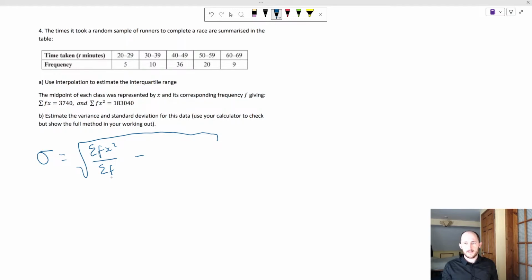Take away the sum of fx squared over sum of f squared. That's all you need to do. And once you sub in those values, you should be able to get the correct answer. They're really nice because they give you fx squared and fx. So you actually have quite a nice setup there, because they do it all for you.